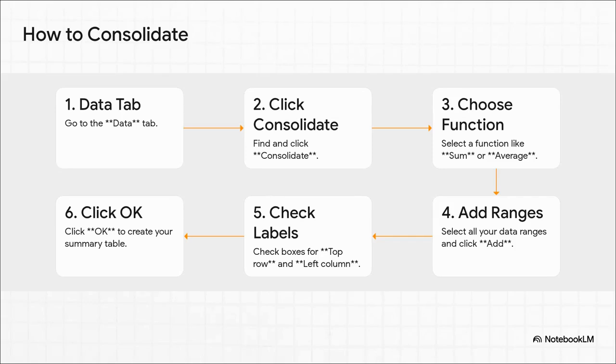Using this tool is actually a very simple process, right from your Data tab. The key things to remember are to first choose your function, like sum or average, and then, and this is very important, make sure you check the boxes for top row and left column. This is what keeps your labels. If you do that, you'll get a perfectly clean summary table in just seconds.